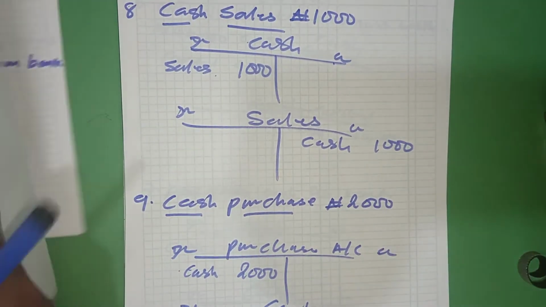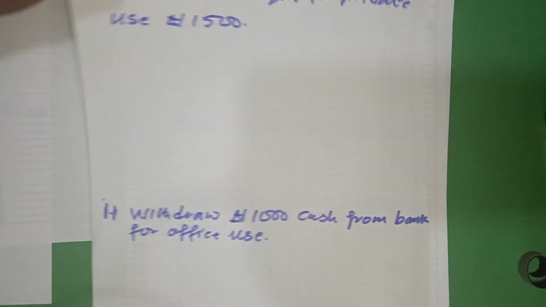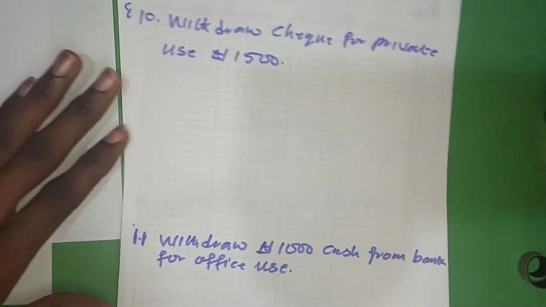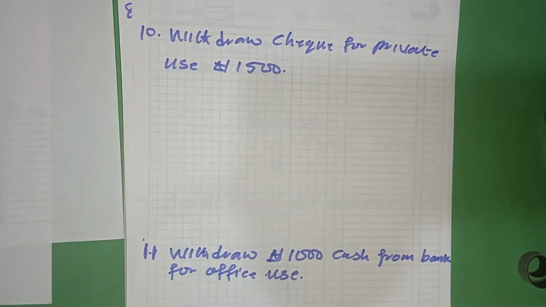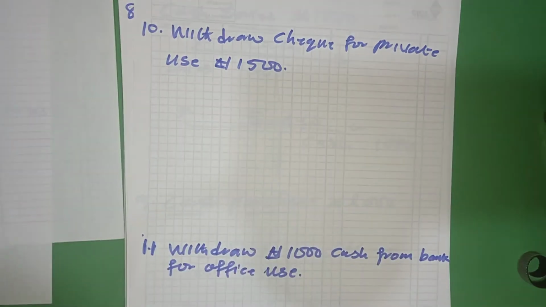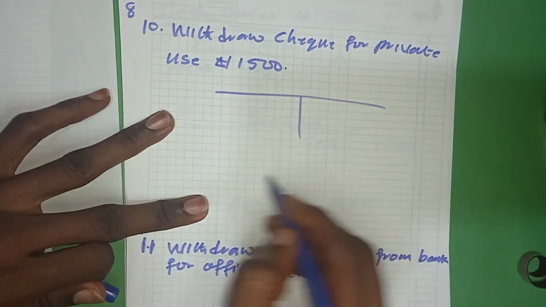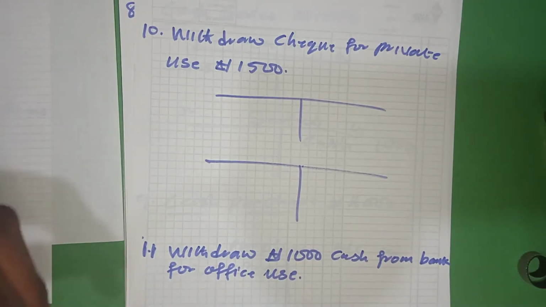Let's check the next question. Sorry, we're almost done. We'll be very fast. And this one is one of the ones again that I want to present to you. Withdraw cheque for private use. Who is withdrawing the cheque? I am the owner of the business, withdrawing a cheque for private use. What are the two accounts here?